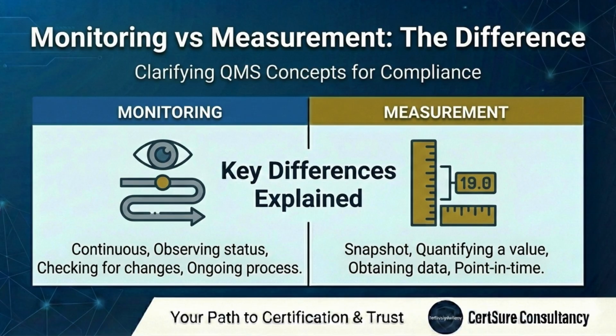And when you put them together, boom, you've got a process that's not just controlled, but also demonstrably safe and effective. Monitoring plus measurement equals a robust system. Controlled, safe, and effective, the trifecta of a well-managed process. So next time you're in an audit, you'll be ready.